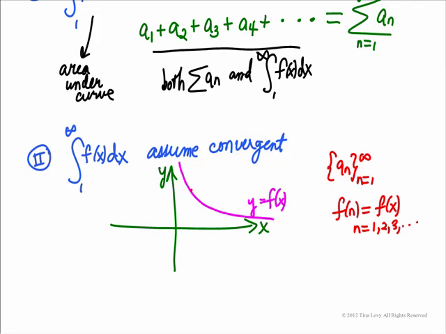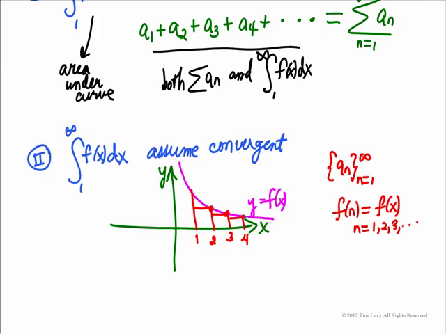So when x is 1, we're here. When x is 2, when x is 3, 4, and we can continue like this indefinitely. Because the area under the curve is convergent, that means it's finite. I'm going to create my first rectangle to go up a2 over 1, my second a3 over 1, my next a4 over 1.